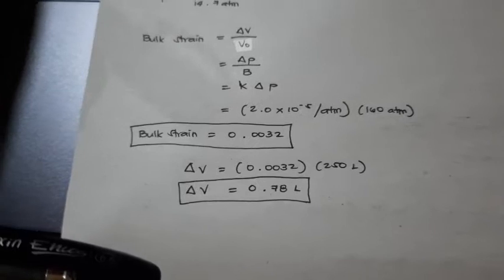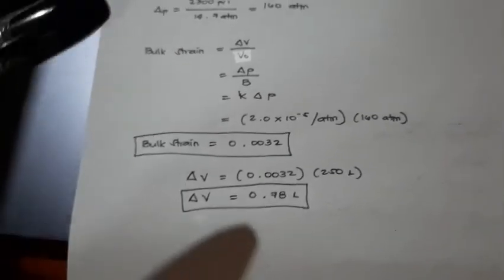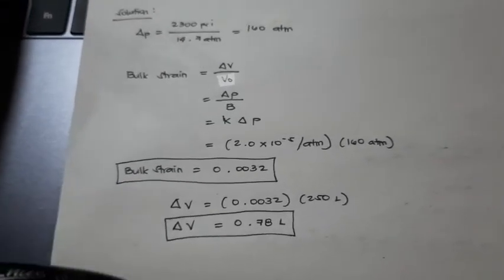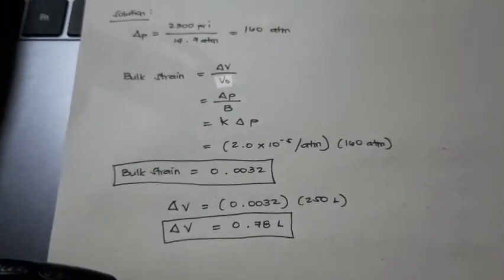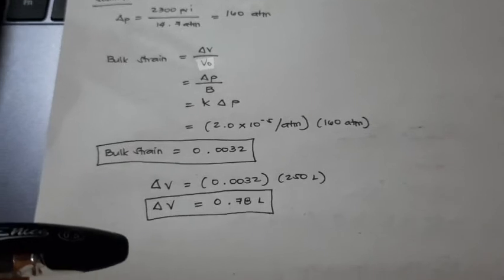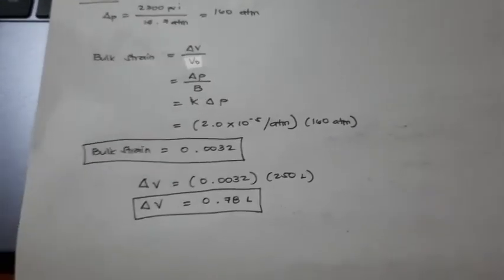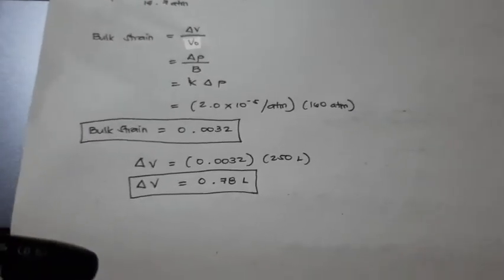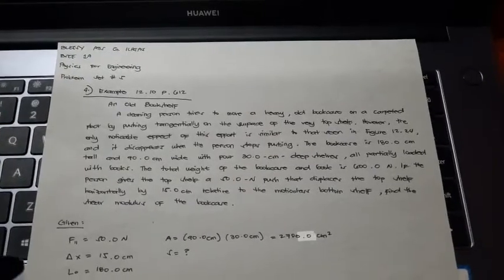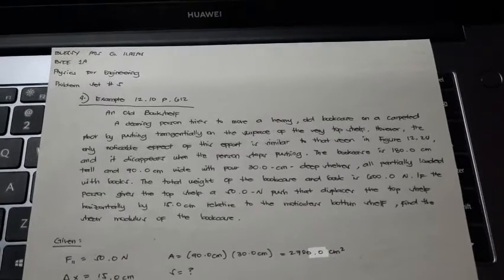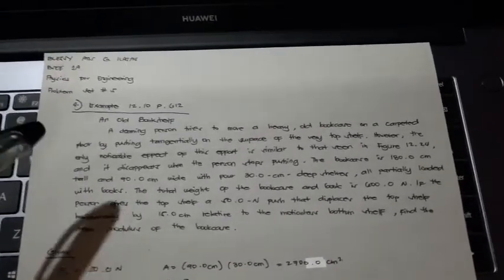If the working substance in the hydraulic press of the problem were changed to water, then the bulk strain and the volume change will be 2.32 times larger. So, let's proceed to the next problem set, number 4.